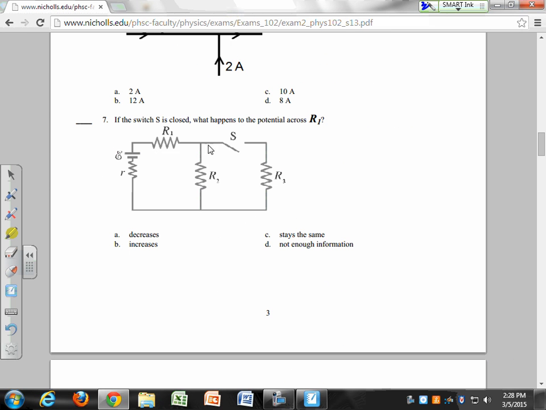Okay, this is a good one. This is sort of like what he was talking about. So here, if I close this switch, that means I add that resistor R3. What happens to the potential across R1? All right, when I add R3, what happens to the resistance of this branch? Does this resistance go up or down when I add that resistor R3?